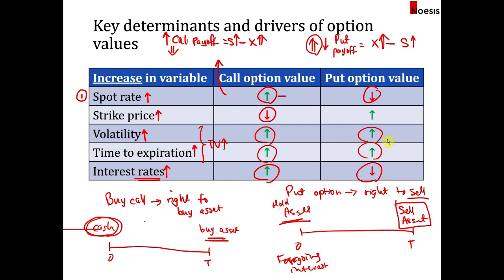So in the exam, they will ask you what will cause the call option value to increase or decrease, and similar things for put option value. Now, I've only given explanations in terms of increase, but if in the exam they ask in terms of a decrease in this variable, you just have to flip it around.